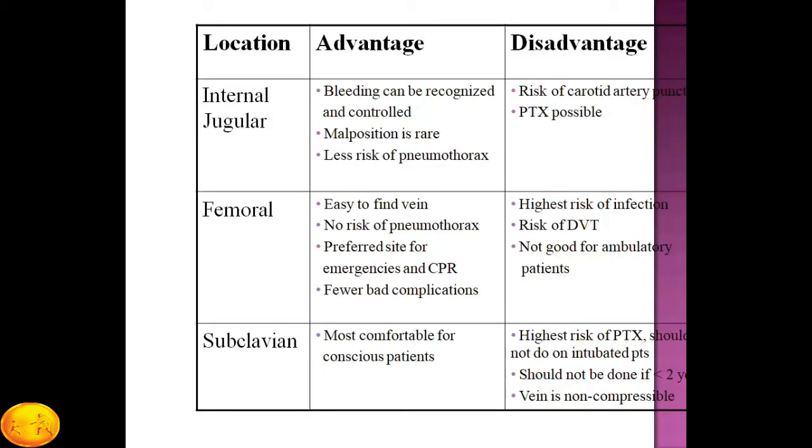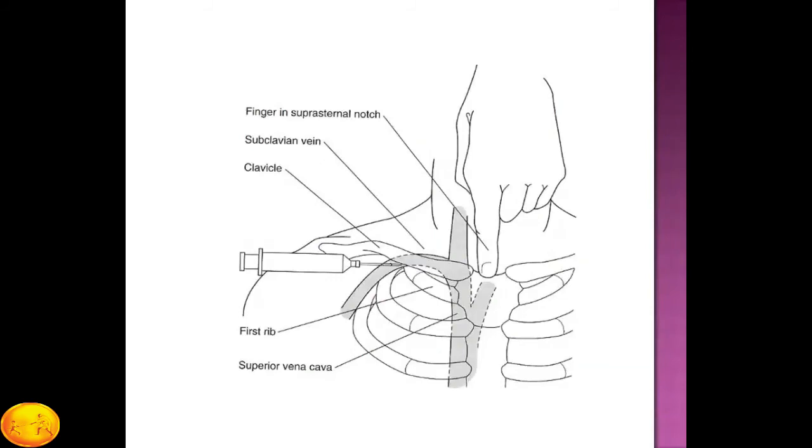The subclavian vein is also very good, but it has the most common complication of pneumothorax, and that's why we give it as a second choice compared to the internal jugular vein. Now this is pictorial, how to do it. Below the clavicle there is the subclavian vein. You have to palpate and locate it at the junction of the medial two thirds and lateral one third. When you are taking it, you are very, very near to the apical pleura, and that's where the chances of pneumothorax are very, very high with this approach.